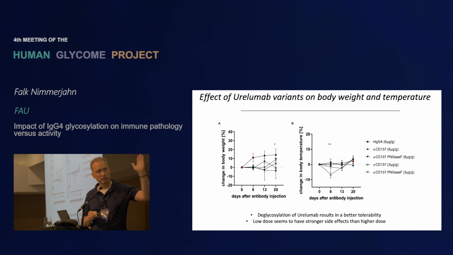You can really set a timer. Once the antibody starts kicking the T cells off after 7 to 8 days, you get a change in body temperature. The animals feel bad, and this then recovers. Interestingly, if you deglycosylate this antibody, you have much less of that effect. And at the higher dose, you don't have this effect on body temperature and also on body weight. So it seems like this low dose is more toxic compared to the high dose. And deglycosylation clearly already helps with this kind of severe drop in body temperature when the T cells kick off.